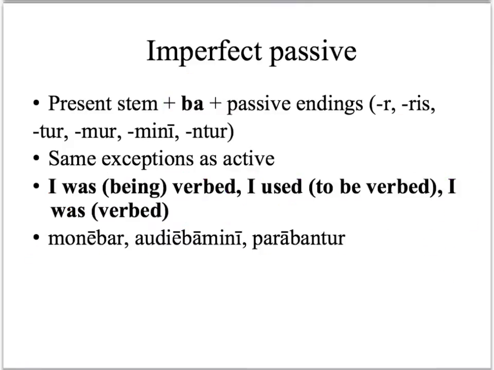To form the imperfect passive, very easy. You really do substitute the passive endings for the active endings. So change m, s, t, mus, tis, nt to r, ris, tur, mur, mini, ntur, and you will have passive imperfect forms such as monebar, I was being warned, audiebamini, you all were being heard, parabantur, they were being prepared by, or they were prepared by.